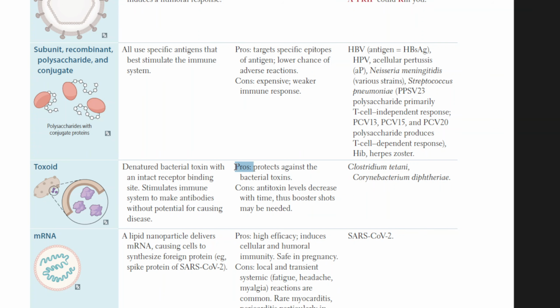The pros of this kind of vaccine are that they protect us against the bacterial toxin. The cons are that antitoxin levels decrease with time, so it's necessary to have booster shots. In this group, we have two vaccines: Clostridium tetani and Corynebacterium diphtheriae.